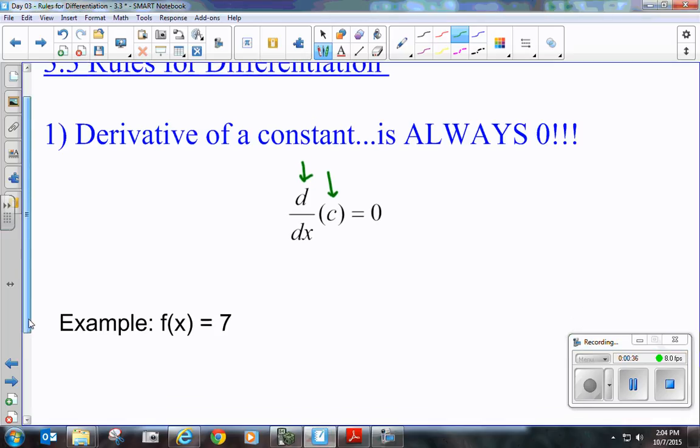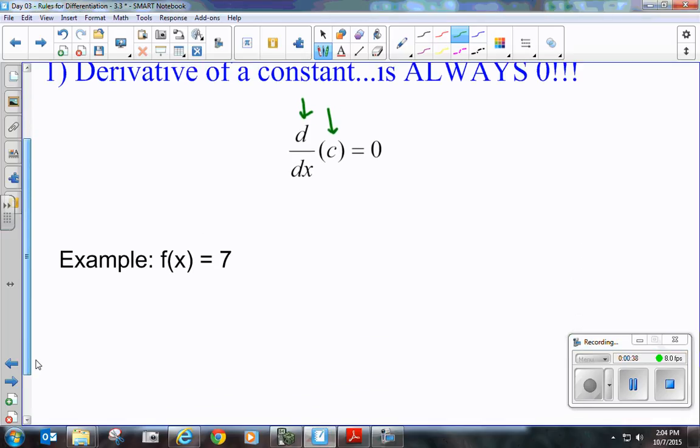So for example, if I have f of x equals 7, well, what's f prime of x? I guess it's 0. 7 is a constant. So the derivative of that is 0. Always 0. If it's a constant, 0. All right?